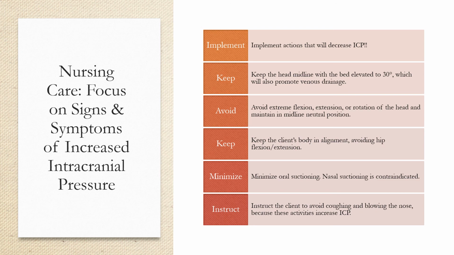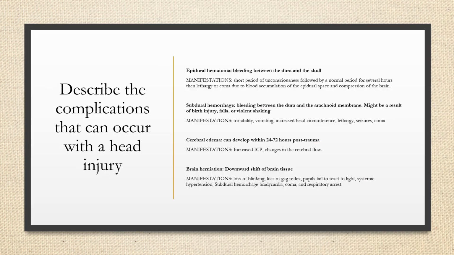Minimize oral suctioning. Nasal suctioning is contraindicated because, again, nasal suctioning will increase our ICP. So we can gently suction the mouth with a Yankauer suction, but we're not going to go up. We're not going to do anything through the nose. Instruct the client to avoid coughing and blowing the nose because these activities will increase ICP. So all of those things we're focusing on decreasing our ICP or making sure it doesn't go any higher. All of those nursing actions are very important for you to implement if you have a patient you suspect with increased intracranial pressure. Let's discuss complications that can occur with a head injury.